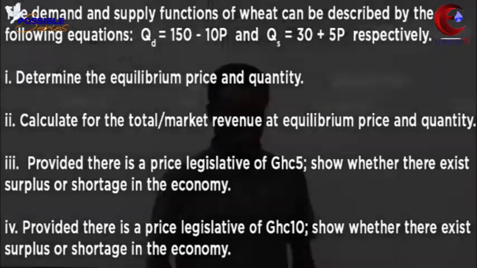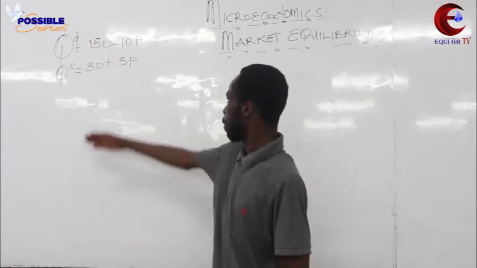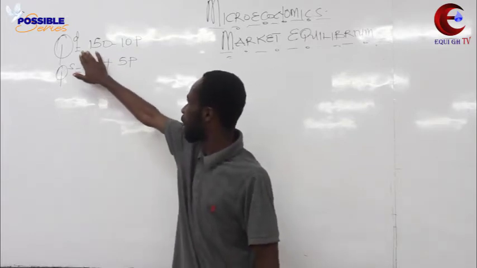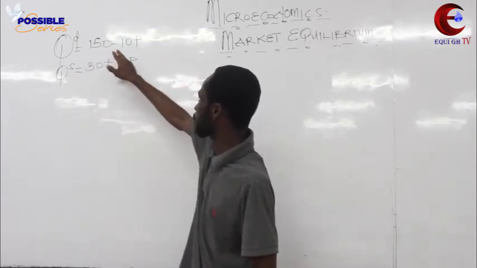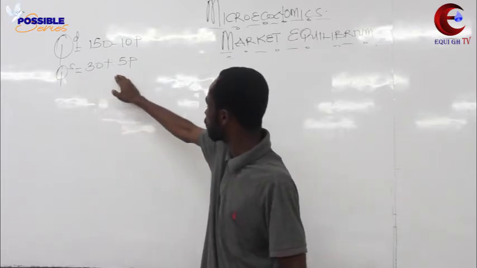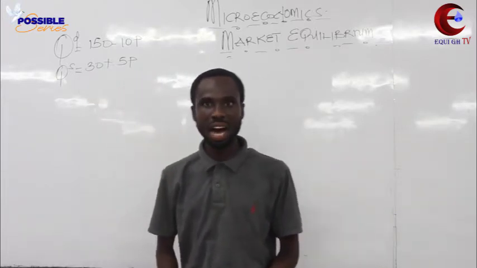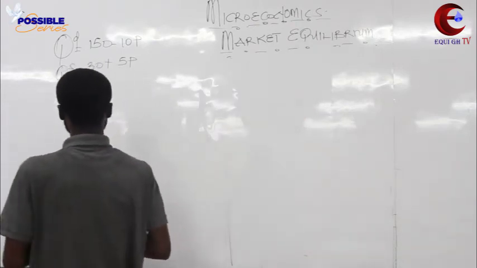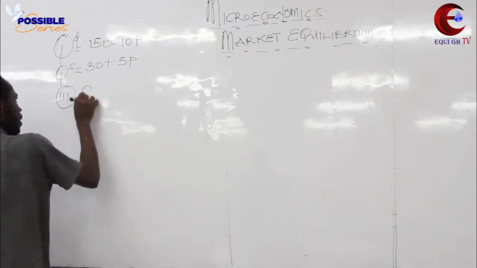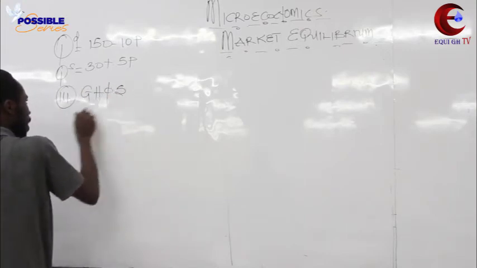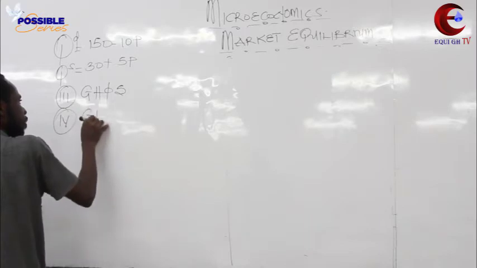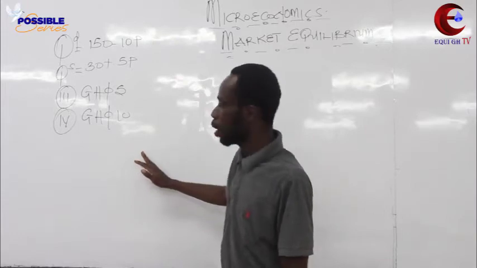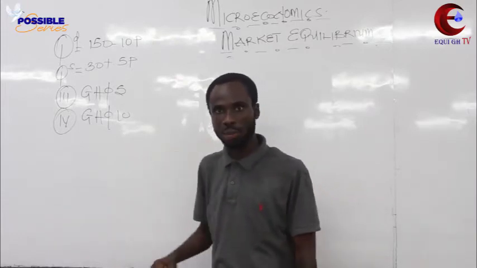All right. So looking at the components which are very essential, we have the quantity demand function to be 150 minus 10p, quantity supply to be 30 plus 5p, and then we have the price legislative, the first one, to be 5 Ghana cedis, which is point number 3. And then IV, we have the price legislative to be 10 Ghana cedis. So we are going to use this information in order to answer the questions. I hope it makes sense.